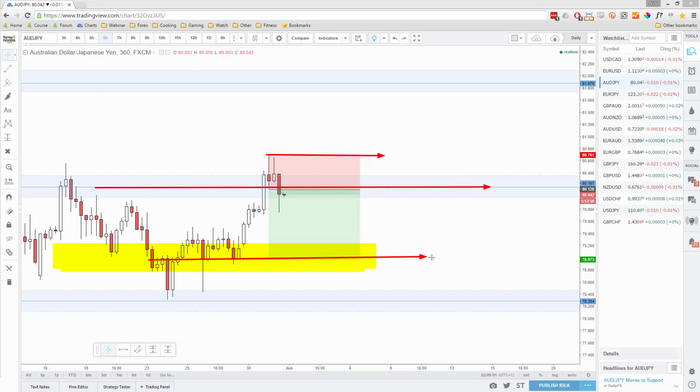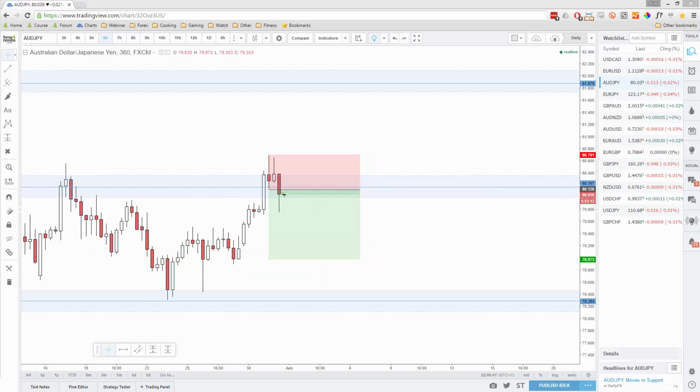My target comes at this barrier. So this barrier here where price has stalled recently, my target is at that barrier. So my target is somewhat easy to hit. My stop loss is somewhat hard to hit. So that's a current open trade on AUDJPY.